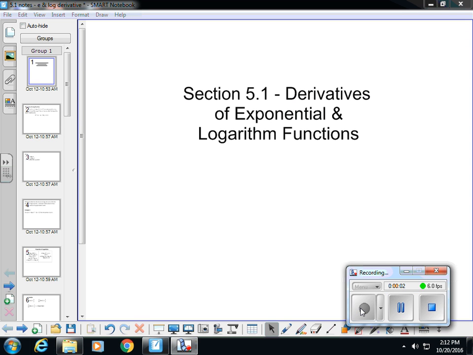Okay, in this video, we're going to look at the derivatives of exponent and log functions. In our book, it does not come up until chapter 5. However, I want to introduce it earlier so we can do more practice with it throughout the year.